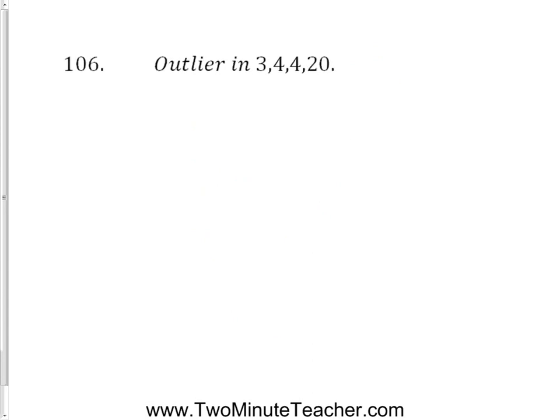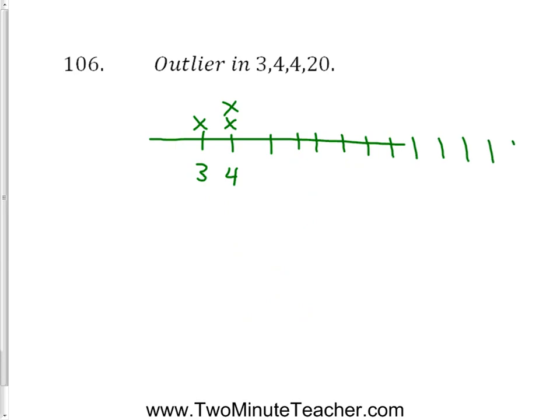Next up, the outlier. The outlier is the one that kind of stands out from the other numbers. It sometimes helps you to take a look at it on a number line. If I have 3, 4, and I have one of those, a couple of those, and then I have 5, 6, 7, 8, 9, 10, 11, 12, 13, 14, 15, 16, 20 is like way over there somewhere. It obviously stands out way apart from the other data, and so it's an outlier. So this is the outlier in this set of data.